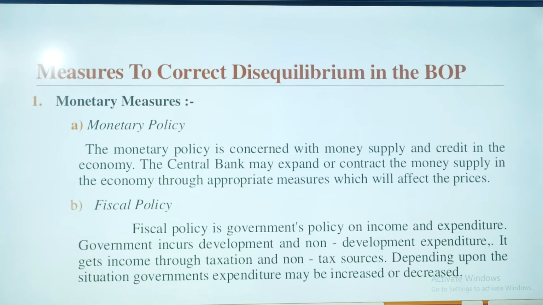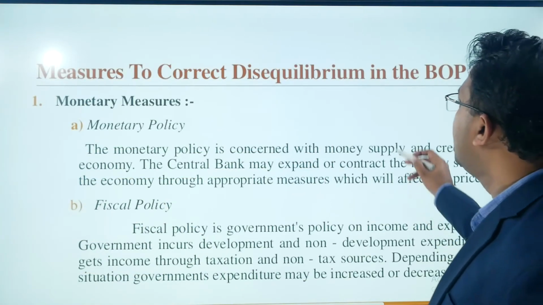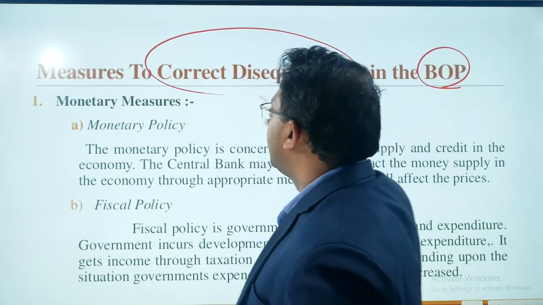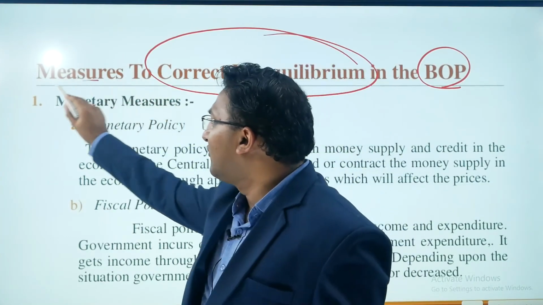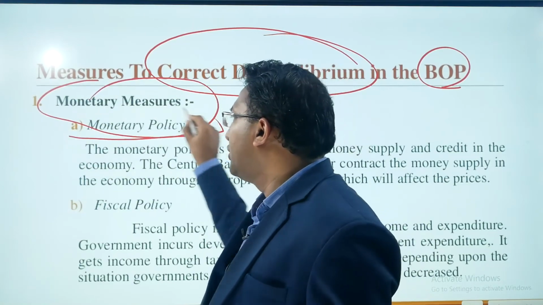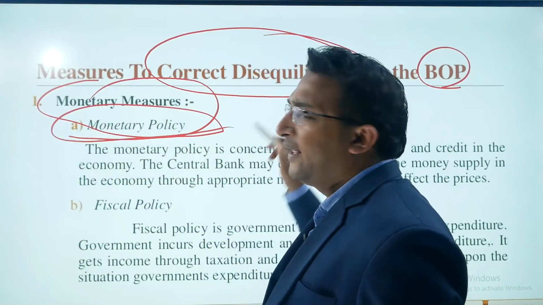Now, what can be the measures to control the disequilibrium of the BOP? How can we control the BOP deficit? First of all, what are the monetary measures? In the monetary measures, first is the monetary policy. How can this monetary policy have an impact?